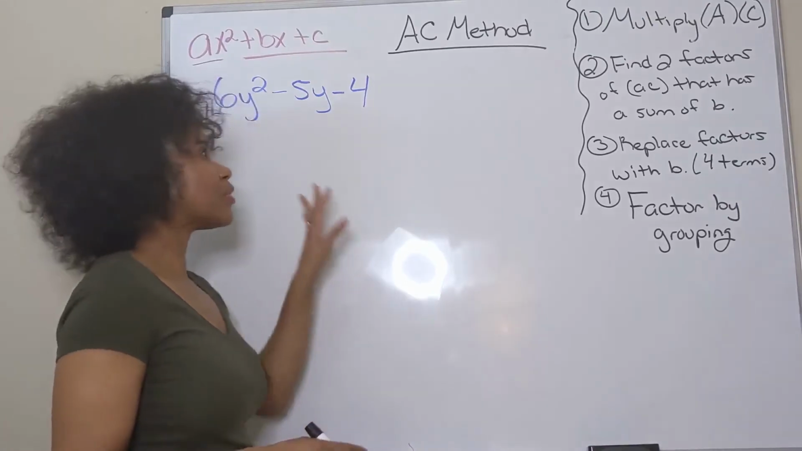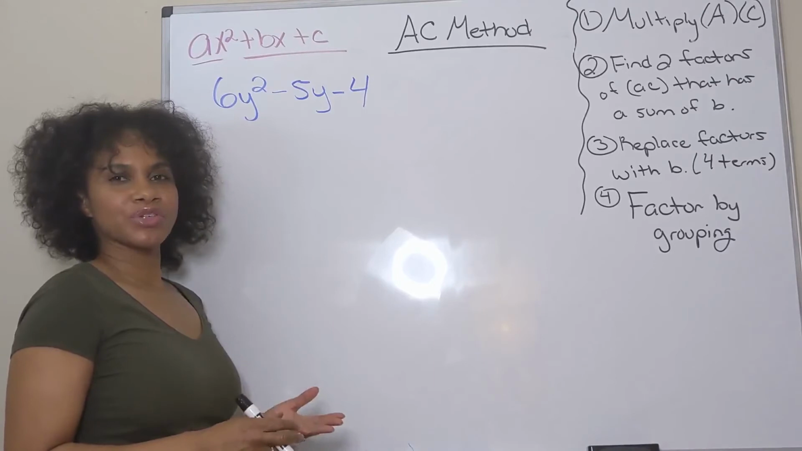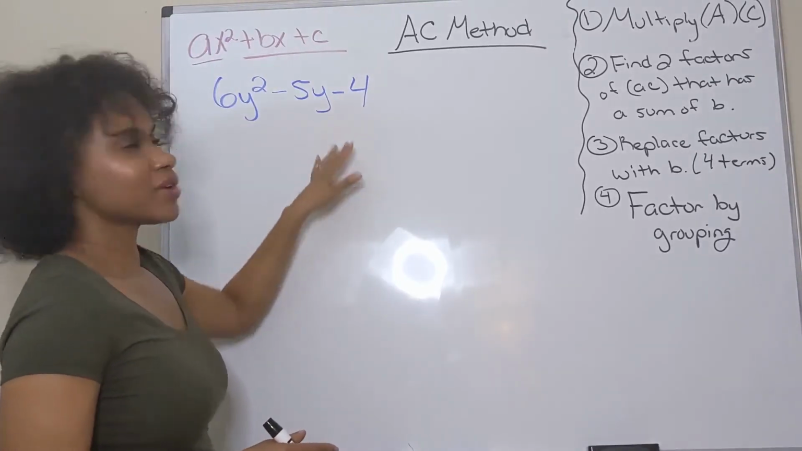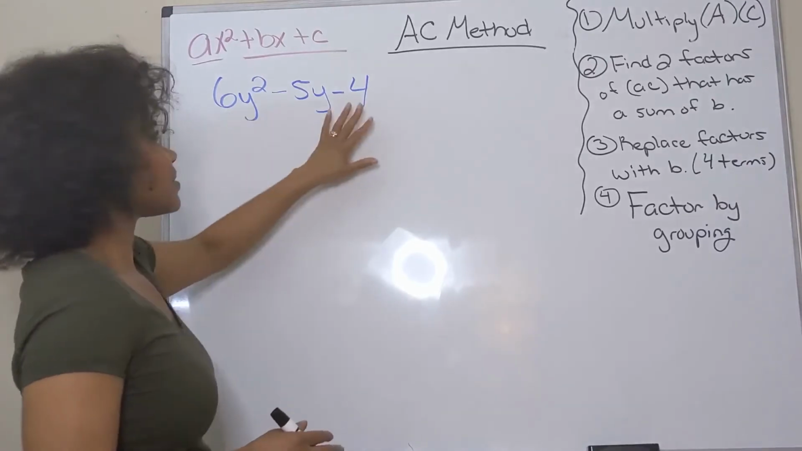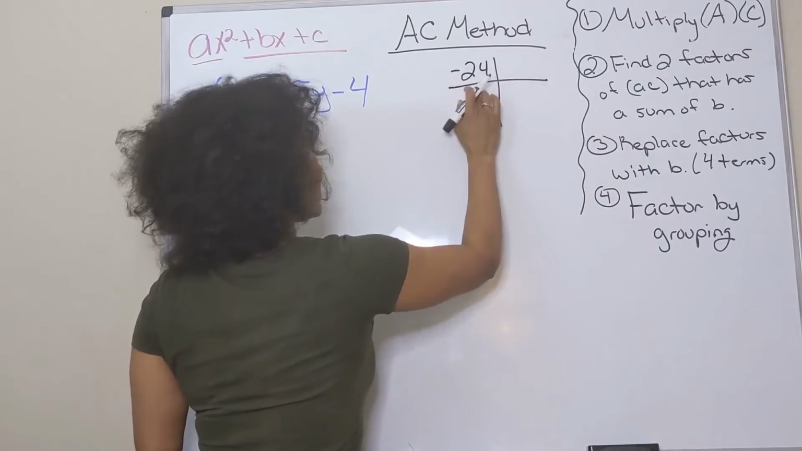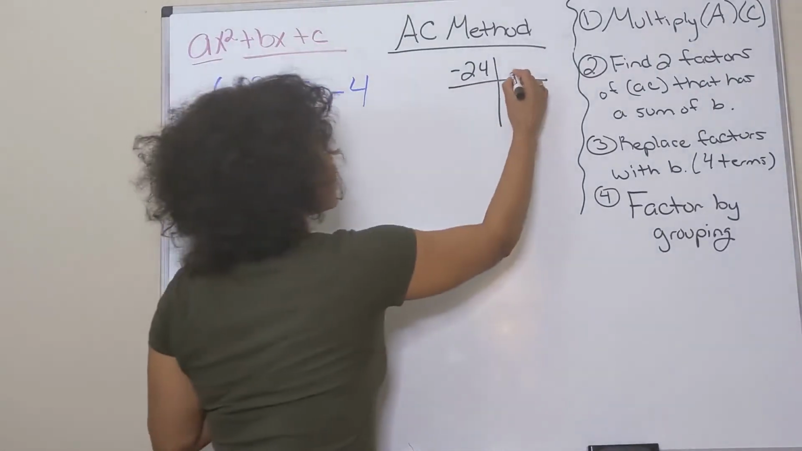All right, so we're going to do one more problem together, and then the last problem I want you to try on your own. So the last problem we're going to do together. Let's factor this trinomial here. 6 times negative 4, I get negative 24. Factors of negative 24 that equal negative 5.